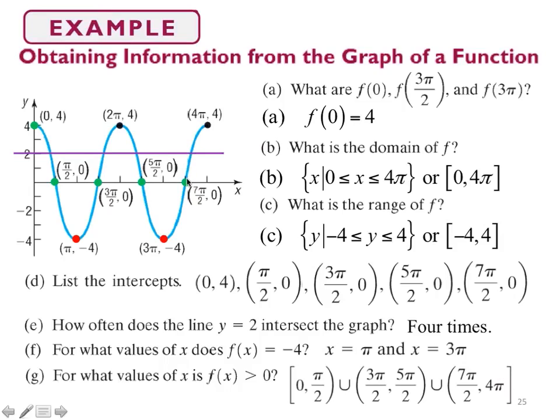Now you'll notice that the 0 and the 4 pi are included because at 0 and 4 pi we have values of 4, which are greater than 0. But these endpoints here of pi over 2, 3 pi over 2, 5 pi over 2, and 7 pi over 2 are not included, because at those x values, we just have y equals 0. Now, we want f of x greater than 0, not greater than or equal to 0. If we wanted greater than or equal to 0, then we would have had brackets everywhere.